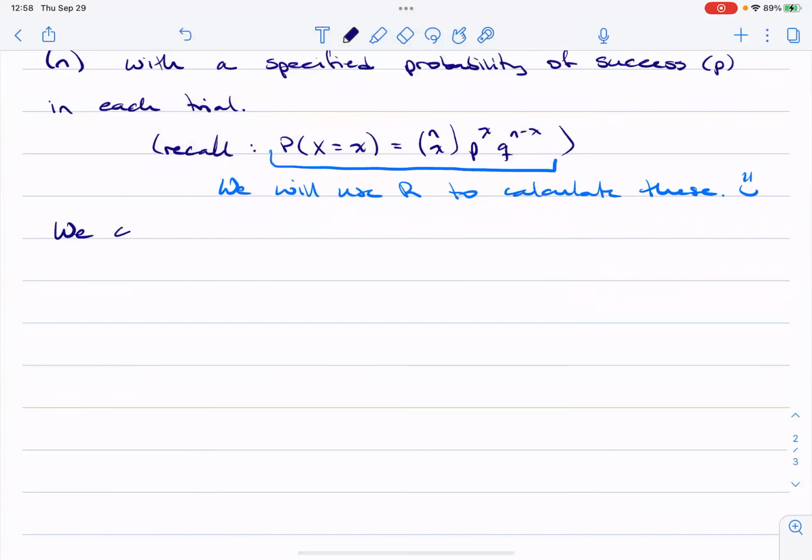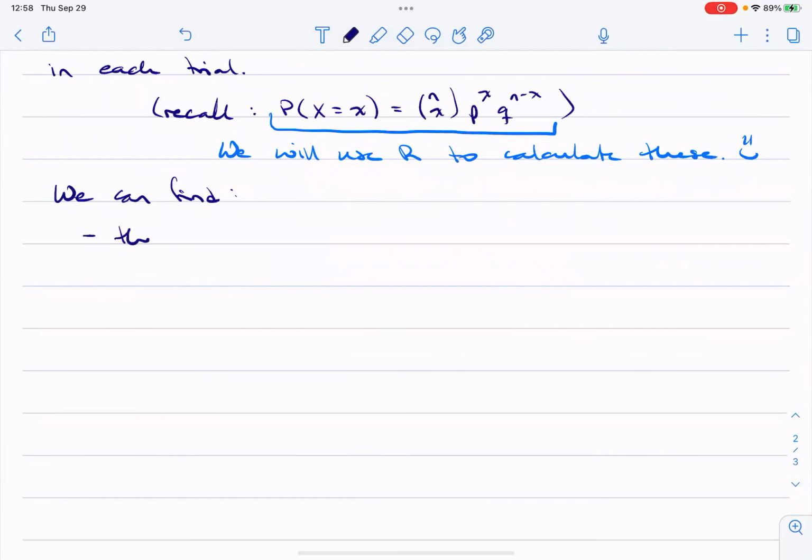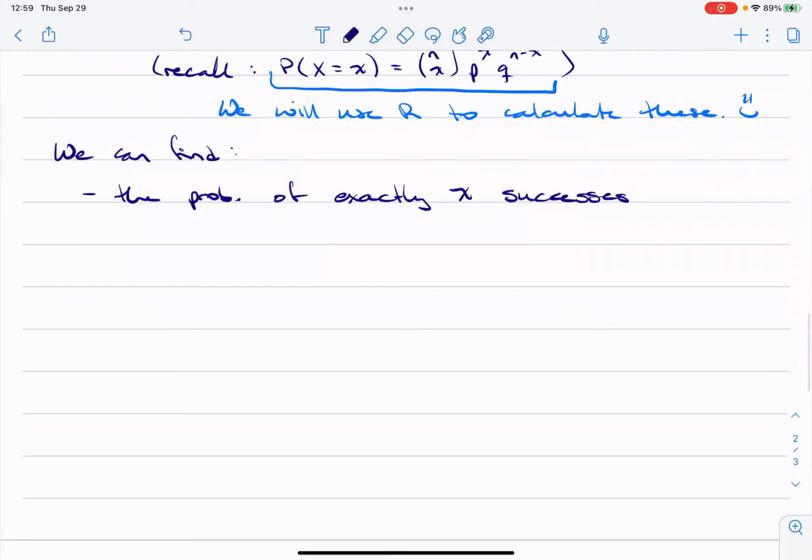So we can find the probability of exactly X successes, which is the same as the probability that X equals x. We're going to start calling this the PMF or PDF. Usually I call it the PDF.